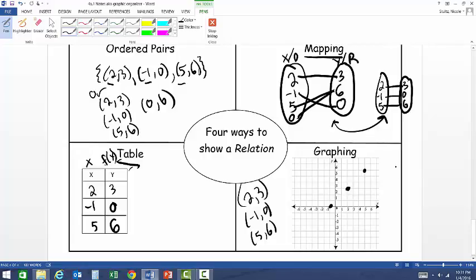But what's important for you to realize is I could give you a map and ask you to show me the relation as a graph and as a table. Or maybe I'll give you a table. You have to show me the map and the graph and the ordered pairs. Or I might give you a graph, and I might tell you to map, show the relation in the table, and show the relation as ordered pairs. So as long as you know one of these 4 pieces, you can make the other 3 happen.